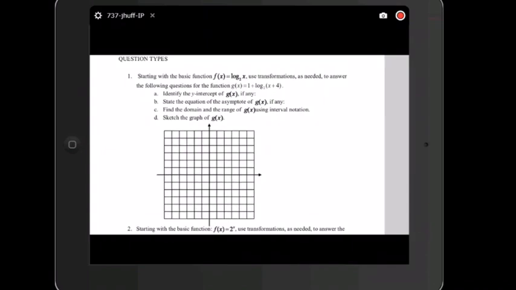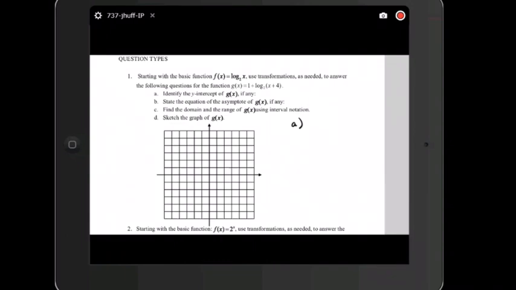Question 1, we're graphing a logarithmic function. That was from section 4.3, graphing logarithms. We'll go question by question here. For part A, it says identify the y-intercept. Remember to find the y-intercept of any function, you let x equal 0.